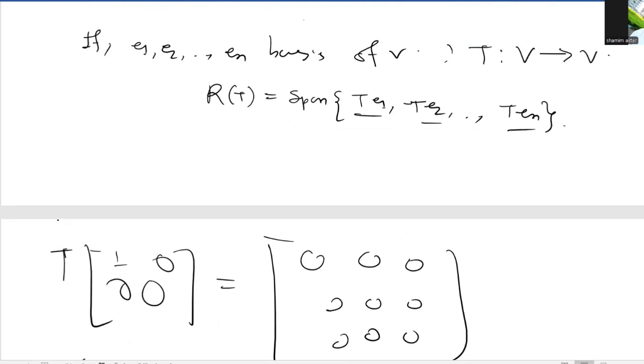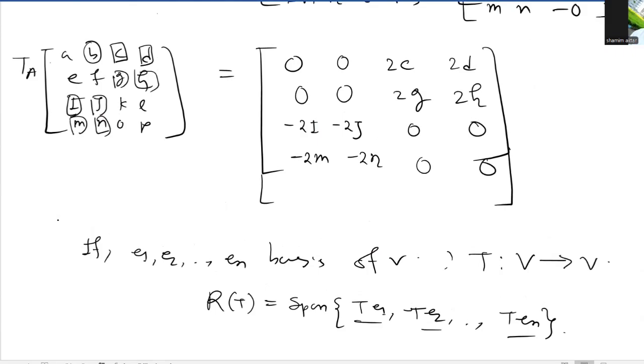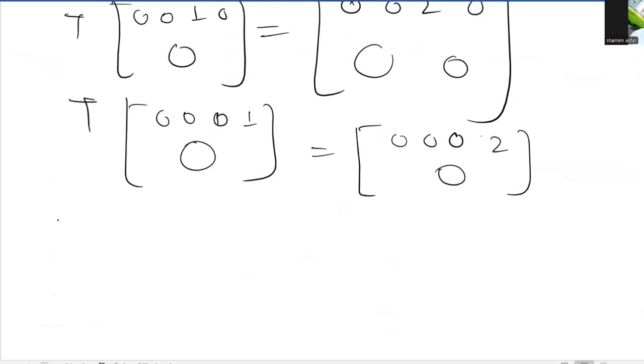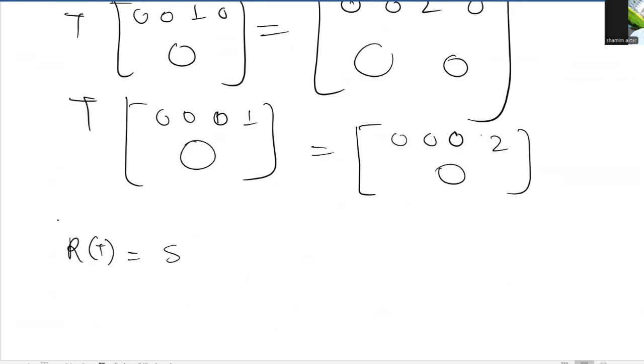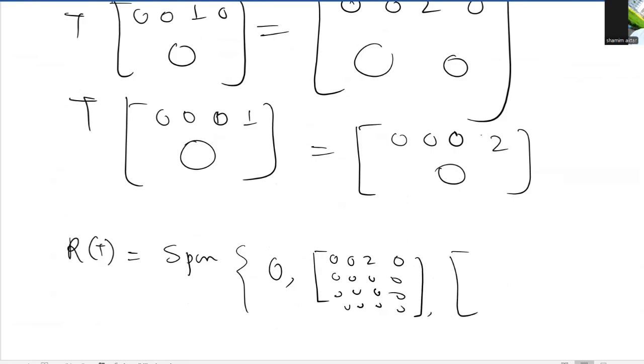Okay, and similarly we can find when here is 1 basis element, here 1, then here 2, all are zeros, and similarly this. So clearly the span of this set, the range of T, is spanned by this set: 0 0 2 0 0 0 0 0 0 0 0 0 0 0 0 0. Okay, and here 0 0 0 2 0 0 0 0, all are zeros.